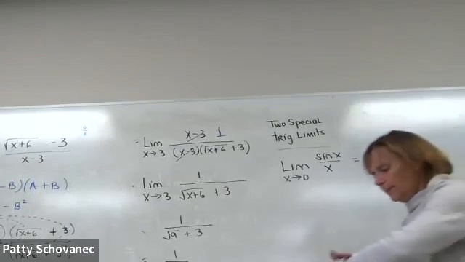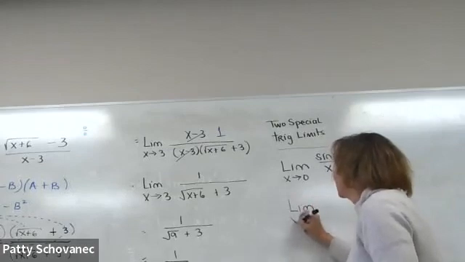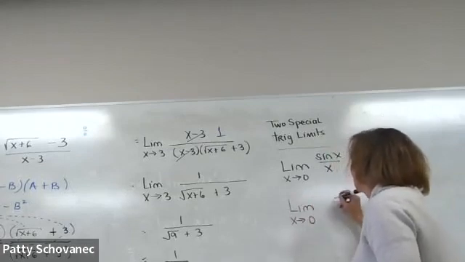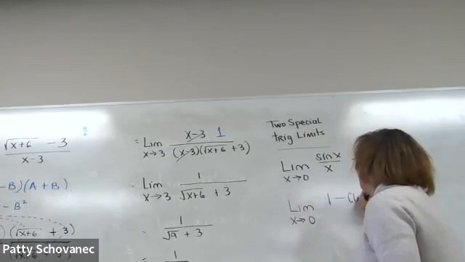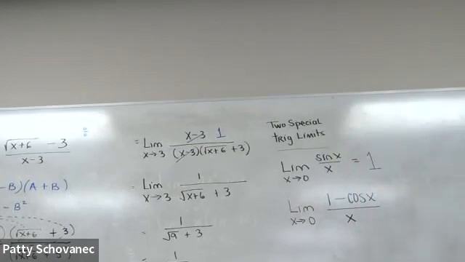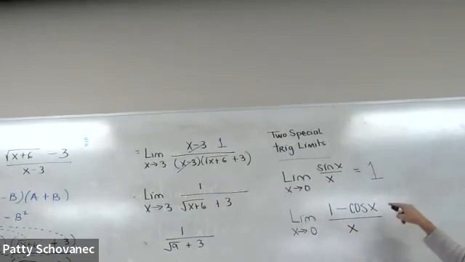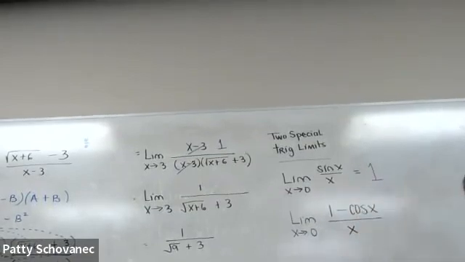Here's our next special limit. We've got time to derive it. What's the cosine of 0? Cosine of 0 is 1. So this has the indeterminate form of 0 over 0. I'm going to show you what this limit is using that idea.